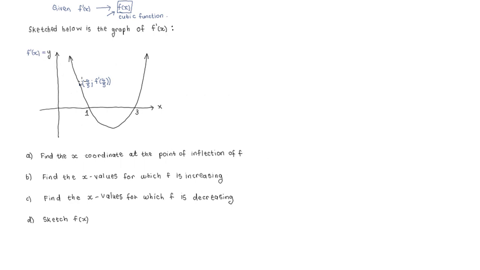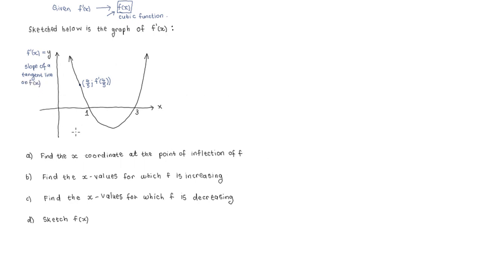So what you can understand this graph to be is that every single y coordinate on this graph is equal to the slope of a tangent line on f of x.